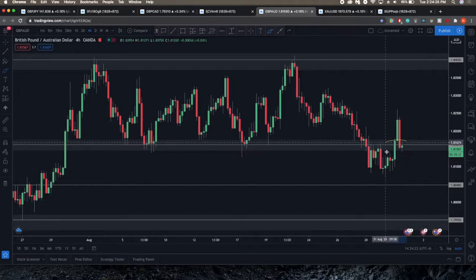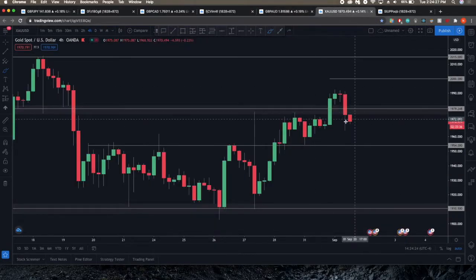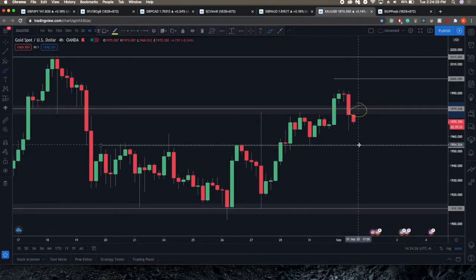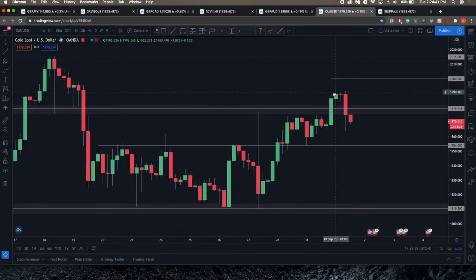GBPAUD, watch out for this level, and gold, just watch for how price reacts to here and around here. And see how the 4 hour is acting, because this is the next buy range. If we do create a higher low, then we can target 1990. But yeah, that's it. Let me move this a bit down. Maybe not this right here.